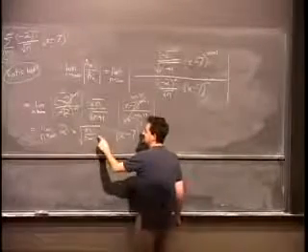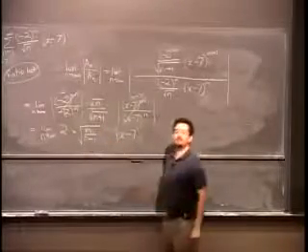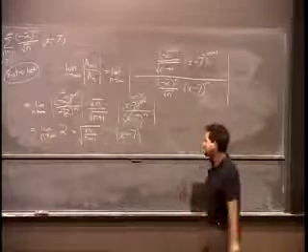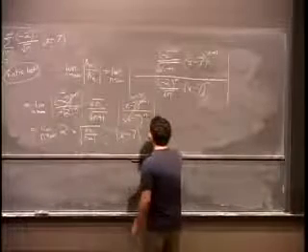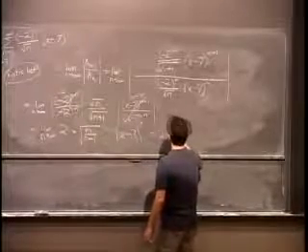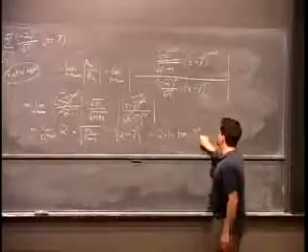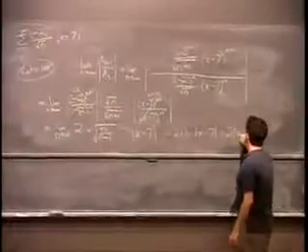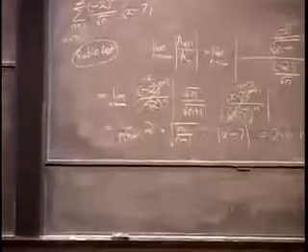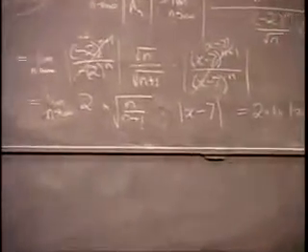Okay, as n goes to infinity, what happens to n over n plus 1? Goes to 1. Square root goes to 1, too. So this goes to 2 times 1 times absolute value of x minus 7, which is 2 times absolute value of x minus 7. And that is the limit L from the ratio test.